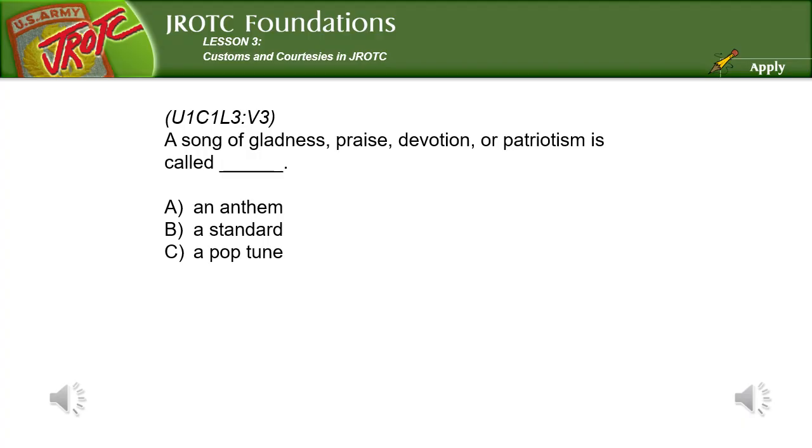Next question. A song of gladness, praise, devotion, or patriotism is called blank. Is it A, an anthem, B, a standard, C, a pop tune? The answer is, of course, A, an anthem.